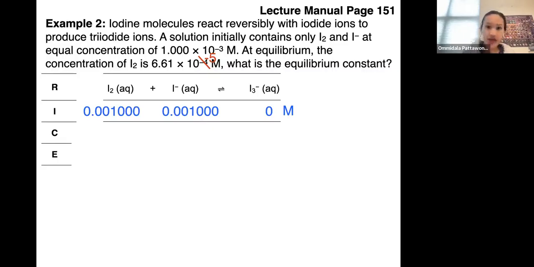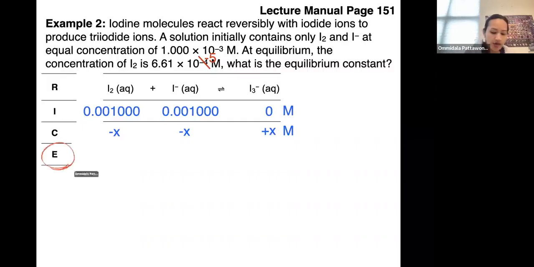Now let's take a look at the change. According to what we learned in the previous slide, the reactant is going to decrease over time in order to produce product. Therefore, the change of the first and second reactant is going to be a negative X. I don't know yet how much that is, so it's going to be negative X. And the change of the product would be positive X, because over time the product would increase.